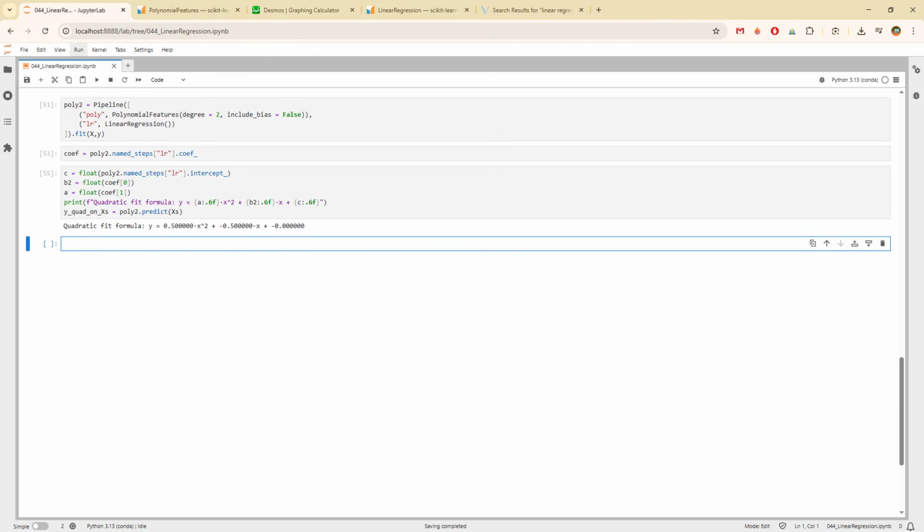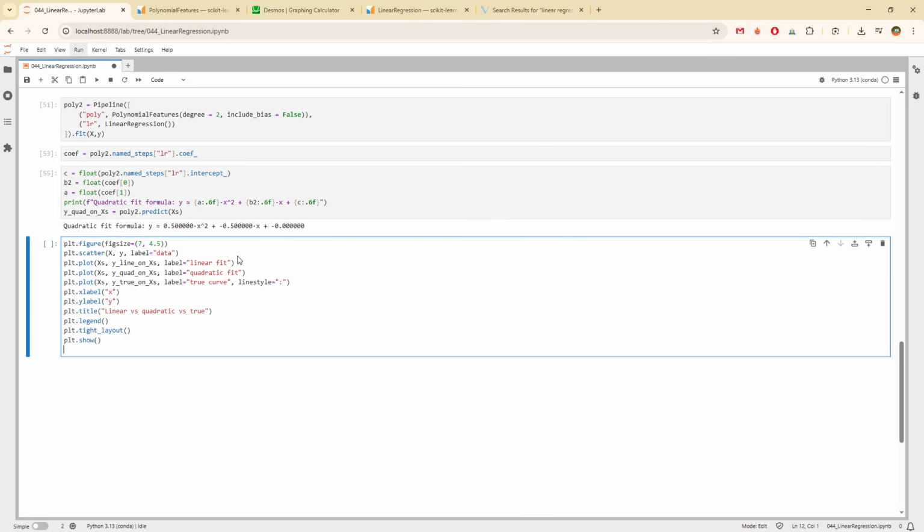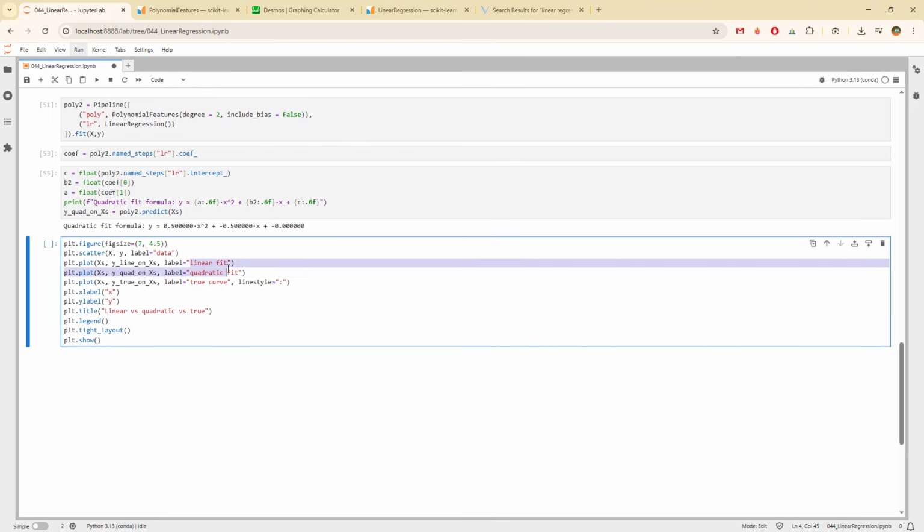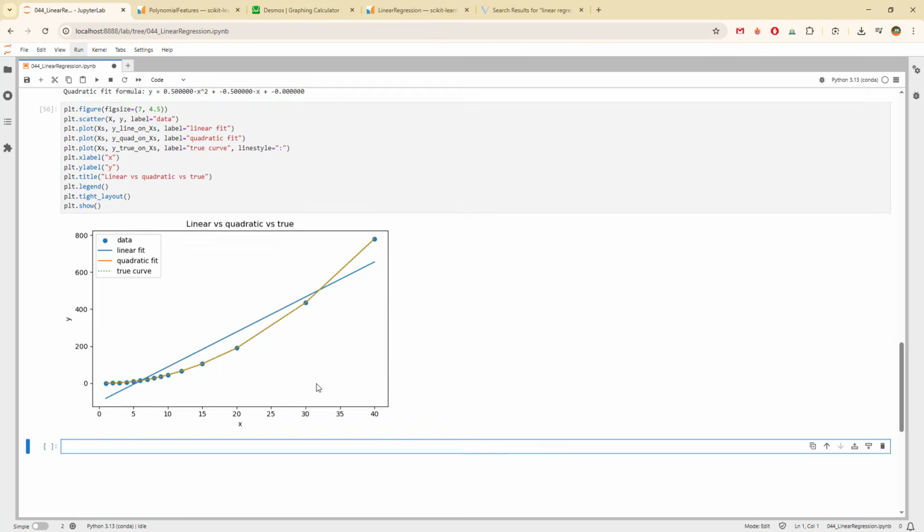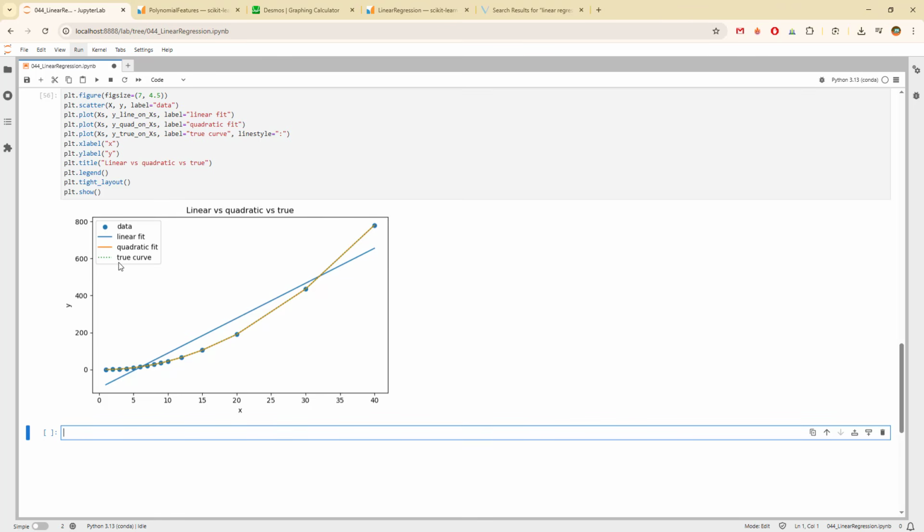Okay, so at the end, let's make a final comparison at the real x values. And it is going probably to show pretty much what I'm expecting to see here. Our 3 lines, we have the linear fit, the quadratic fit, and the true curve with line style, this one. And I'm expecting that 2 of them would fit perfectly. Yes, the true curve and the quadratic curve are like perfect. They are literally the same.